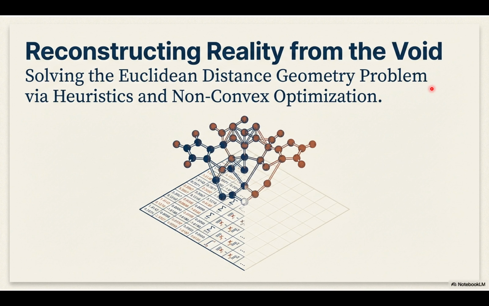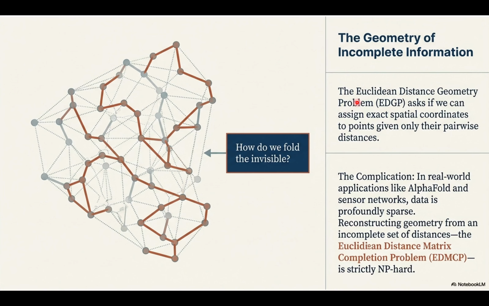To solve this mystery of missing reality, we first have to map out the clues we actually do have. We organize these clues using a fundamental structure called the Euclidean distance matrix, or the EDM. The DGP essentially asks if we can assign exact spatial coordinates to points given only their pairwise distances. Just the distances between them. But because data in the real world is profoundly sparse, figuring out how to complete this matrix, the EDM completion problem, is what computer scientists call strictly NP hard. Which is just a technical way of saying it is a notoriously brutal computational challenge.